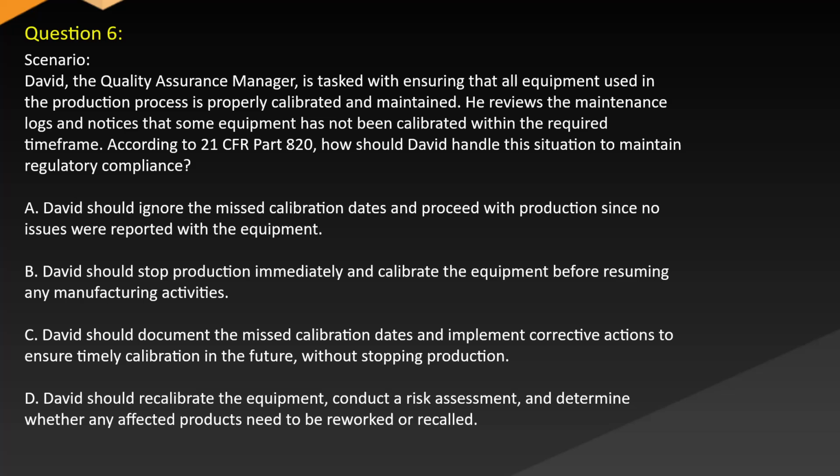A. David should ignore the missed calibration dates and proceed with production since no issues were reported with the equipment. B. David should stop production immediately and calibrate the equipment before resuming any manufacturing activities. C. David should document the missed calibration dates and implement corrective actions to ensure timely calibration in the future without stopping production. D. David should recalibrate the equipment, conduct a risk assessment, and determine whether any affected products need to be reworked or recalled.